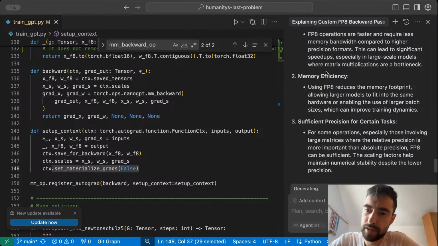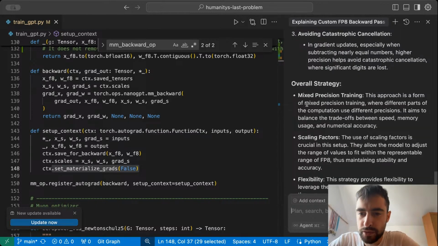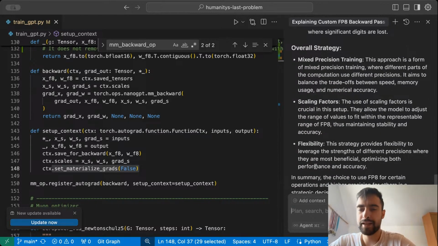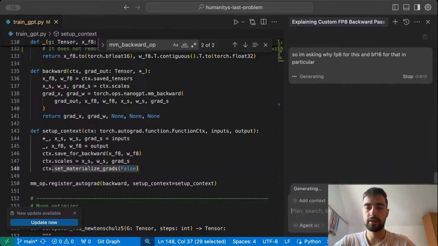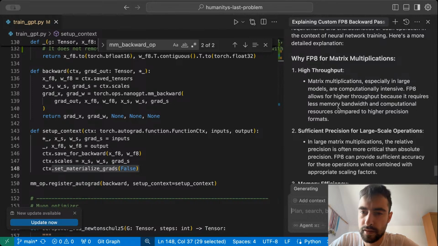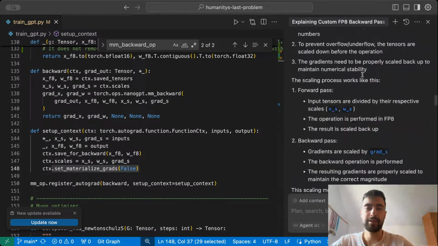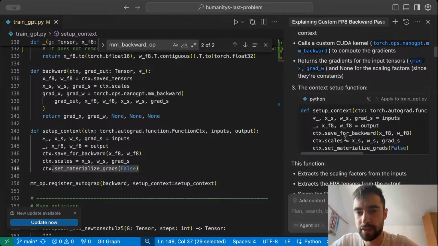Okay, FP8 is a lot faster. Memory. I know that, but why did it choose this? It didn't answer my question. So I'm asking why FP8 for this and BF16 for that in particular. High throughput matrix multiplication, especially in large language models, are... I don't think it's answering. It's not good. Anyways, let's go to the next thing.